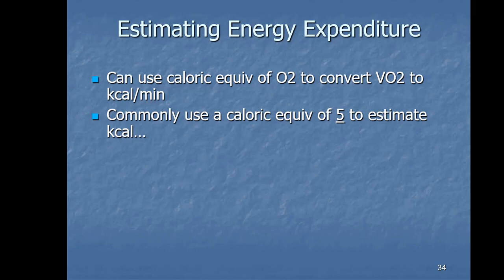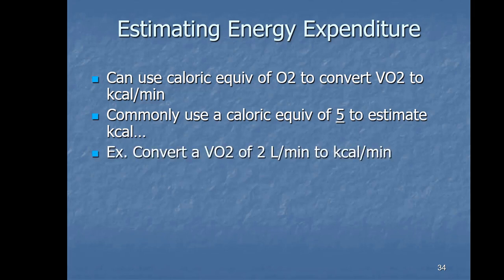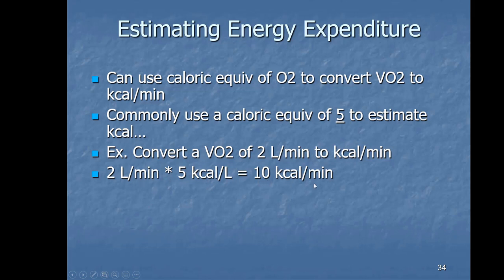So we are kind of assuming that we're using mostly carbohydrate. An example of how you would do this: convert an oxygen consumption of 2 liters per minute to kcals per minute. If we're going to assume a caloric equivalent of 5, all we need to do is this. This is our absolute VO2, 2 liters per minute. Multiply it by 5 kcals per liter. That's the standard here. That's the conversion. And we get 10 kcals per minute. And the liters obviously cancel out.